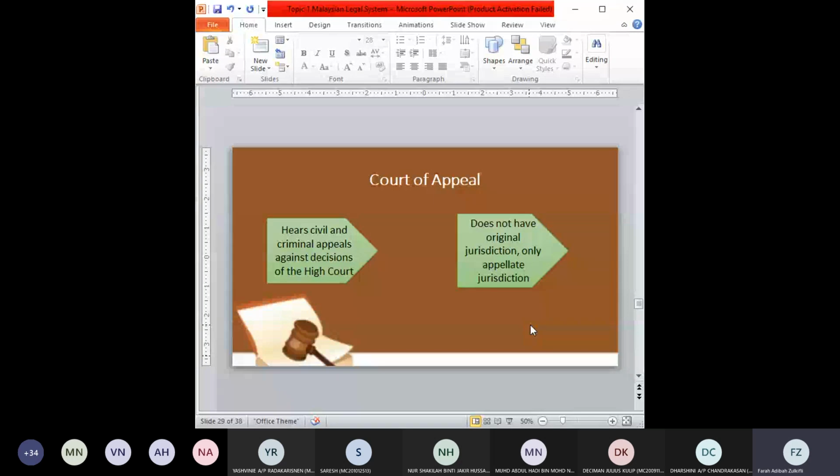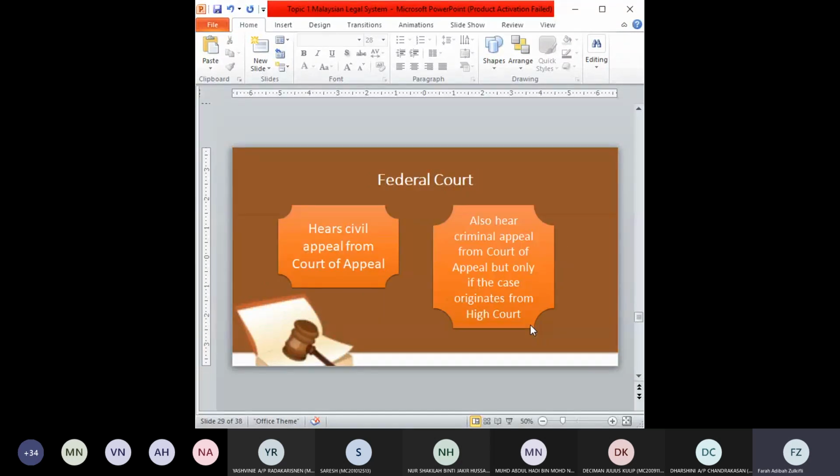So for the Court of Appeal, I don't think you have any question because it's just simple. The last one, the highest court in Malaysia, the Federal Court. What type of case can be heard by the Federal Court? The Federal Court can only hear appeal cases from the Court of Appeal, and usually they only hear cases which start from the High Court. The case is heard for the first time in the High Court, and if the people involved in the claim do not agree with the decision of the High Court judge, they can appeal to the Court of Appeal. If they still do not agree with the decision of the Court of Appeal, they can appeal again to the Federal Court.